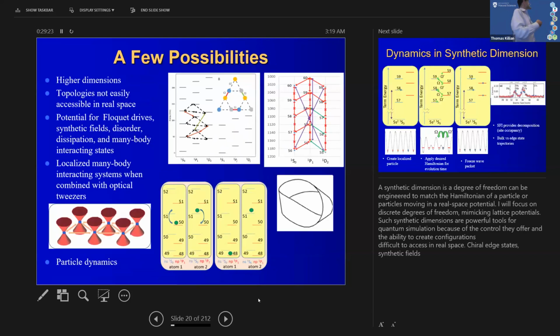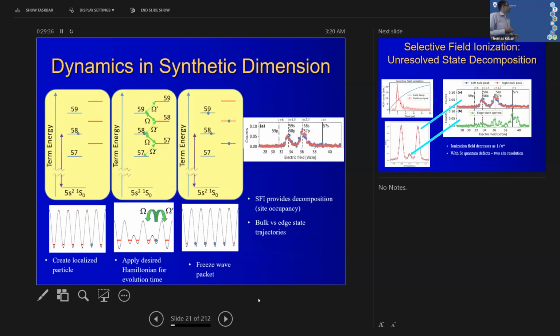So as I mentioned, there are lots of different things that we can do here. One of the first things we wanted to do is to explore whether we could look at particle dynamics. What I showed you is the band structure that was in our first paper, and now our more recent results are trying to look at particle dynamics.